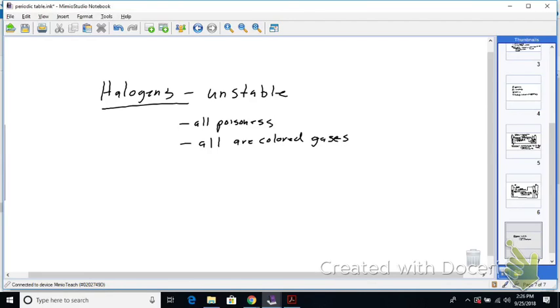There's some examples. Chlorine is green. Okay, there's bromine. It's brown. And iodine is kind of a purple color. Okay? Each one of these is poisonous. So those are examples of those gases.